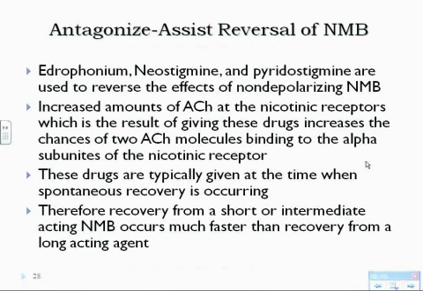Okay? Being young and strong, the diaphragm comes back first. So that person was able to maintain their ventilation adequately. But I can tell you, she was not happy. She was not a happy camper. She felt like she was restrained and couldn't move. And as soon as we reversed her, what happened to her nausea?